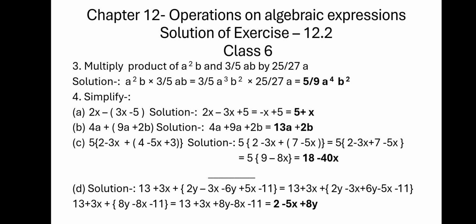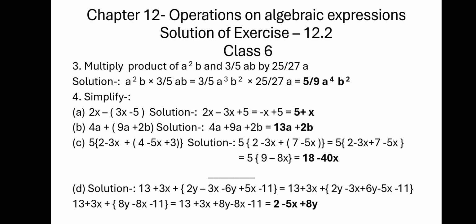D question. 13 plus 3x plus into curly bracket 2y minus under vinculum 3x minus 6y plus 5x and minus 11. So under the vinculum only 3 terms are there. Minus 11 is separate. So what we have to do here? 13 plus 3x plus 2y, that is separate, minus 3x plus, because negative 6y will become positive 6y. Positive 5x will become negative 5x. And minus 11 as it is.